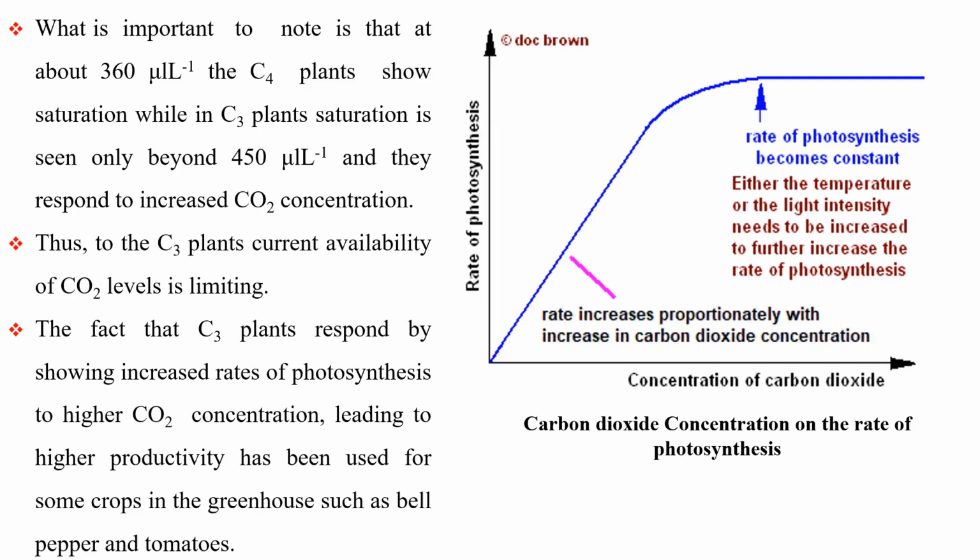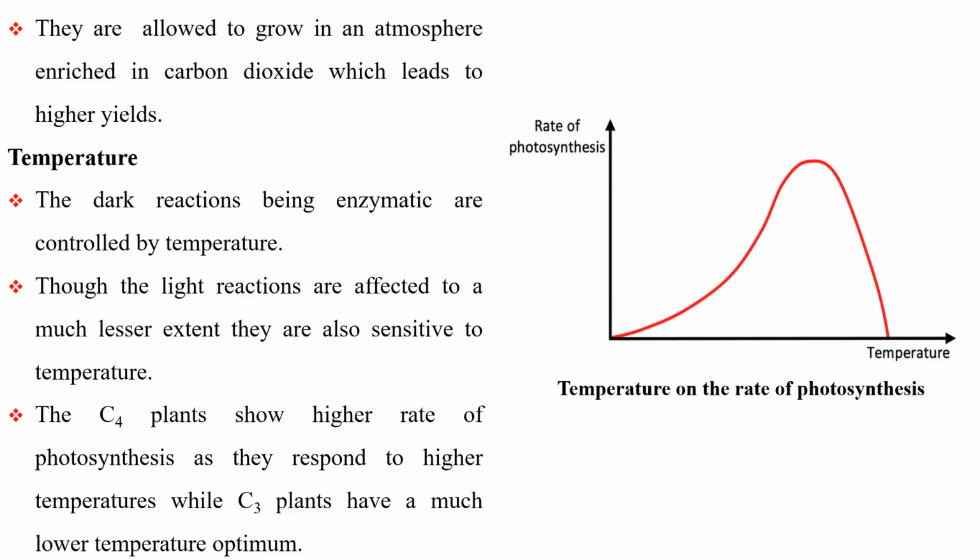Thus, to the C3 plants, current availability of carbon dioxide levels is limiting. The fact that C3 plants respond by showing increased rates of photosynthesis to higher carbon dioxide concentration, leading to higher productivity, has been used for some crops in the greenhouse, such as bell pepper and tomatoes. They are allowed to grow in an atmosphere enriched in carbon dioxide, which leads to higher yields.